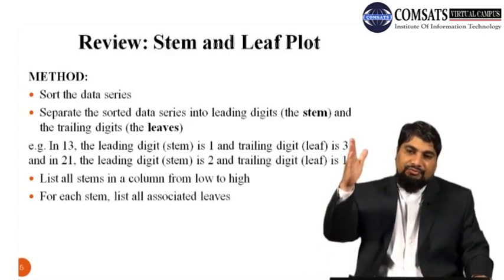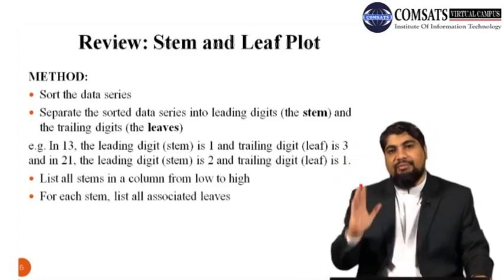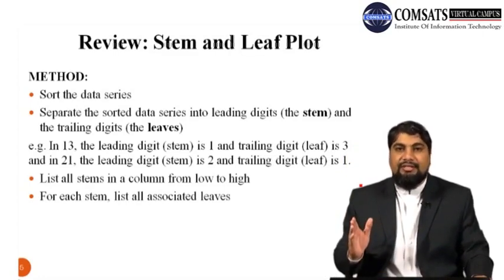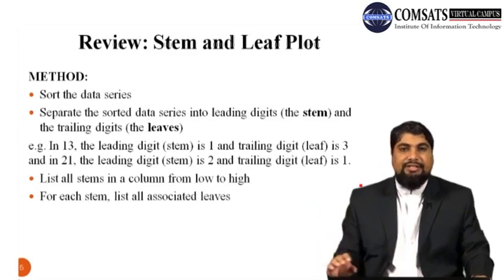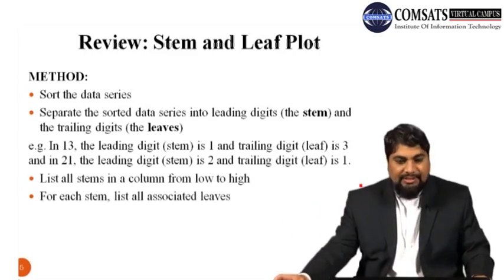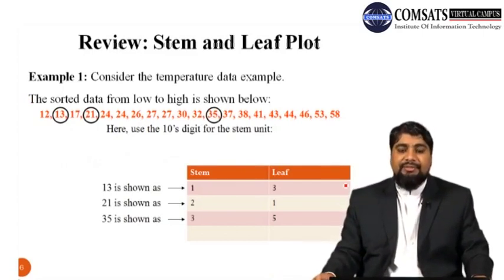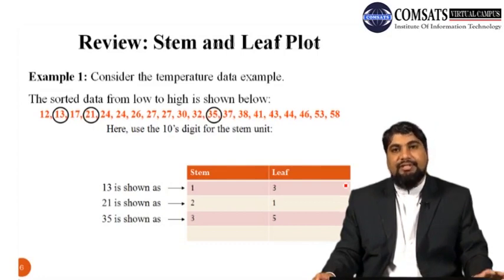So write all the stems, the leading digits, in the form of a column. And next step: for each stem list all associated leaves in the next column. Let us take an example. Consider the temperature data example. The sorted data from low to high is shown below. The minimum value is 12, then 13, 17, 21, and the maximum value is 58. Here we use the tens digit for the stem.